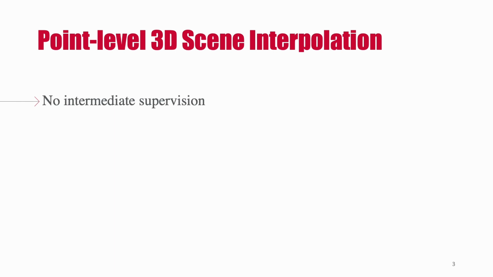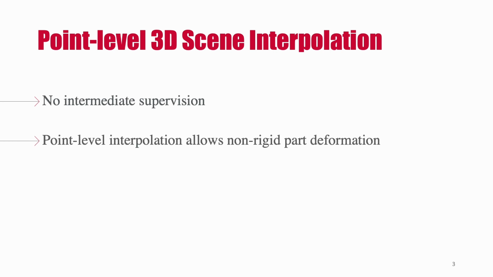This problem is very challenging for a few reasons. First, there is no ground truth supervision for the intermediate states. This is different from the typical dynamic scene reconstruction setting, where the scene is observed at all times. Second, in contrast to interpolating rigid parts of articulated objects, point-level interpolation allows points within the same part to move freely, and so each part can deform non-rigidly. Last but not least, the scene changes between the start state and the end state can be drastic.